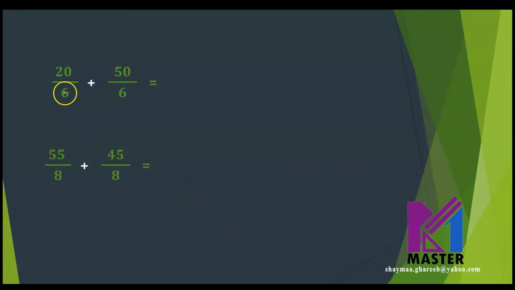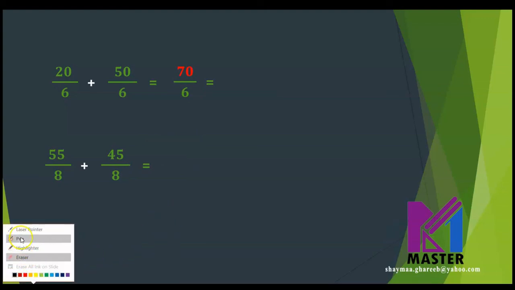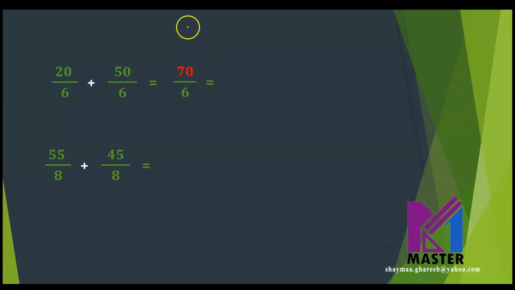Now, 2 more examples. 20 over 6 plus 50 over 6, then the answer will be 70 over 6. I have here an improper fraction. 70 over 6 is an improper fraction. Can I write it as a mixed number? Yes, by dividing the 70 by 6. If I divide the 70 by 6, what is the answer? It is 11 and remainder 4. So we can write it as 11 and 4 over 6.